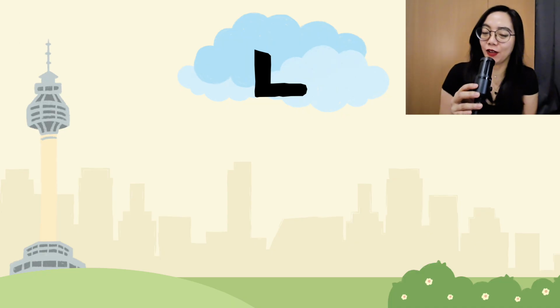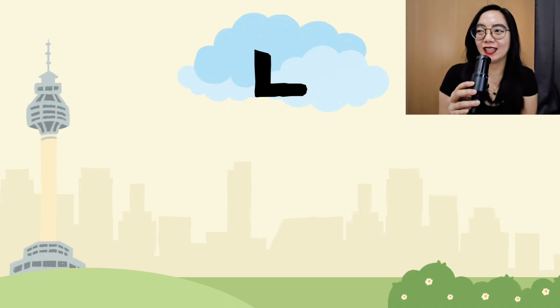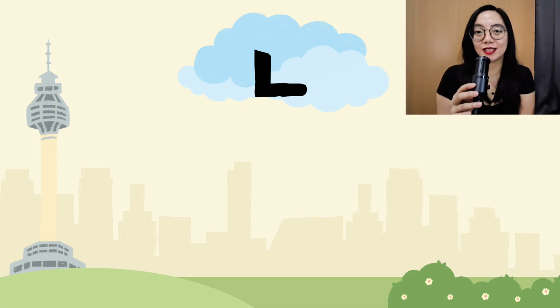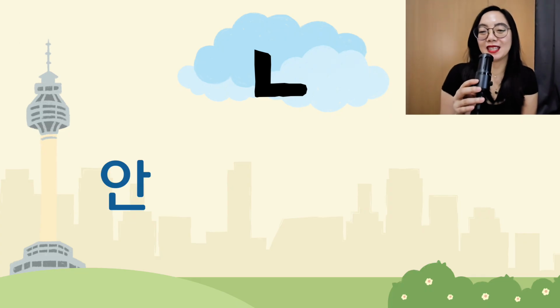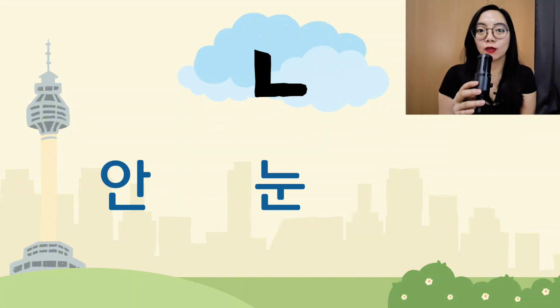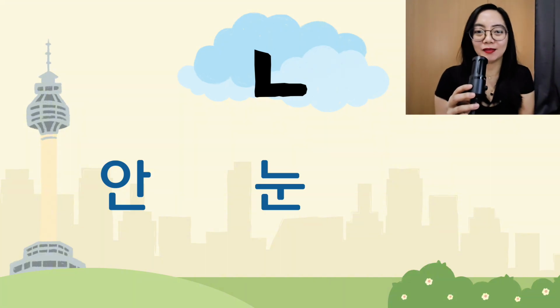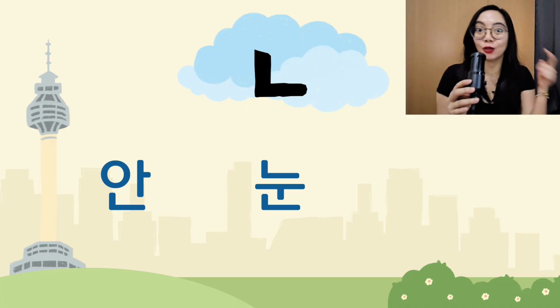This is our next final consonant sound, and you don't need to be confused at all because whether it's an initial consonant sound or a final consonant sound, it remains the same. Like for example, in the word an, which means inside. Same goes with the word nun, which means 2 things in Korean. It can either mean your eyes or snow.